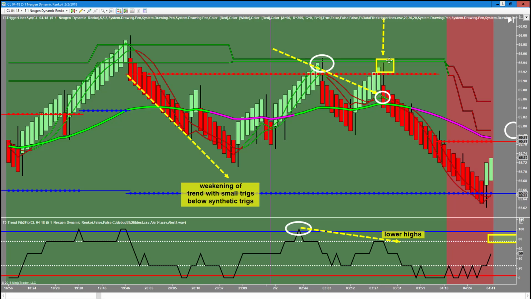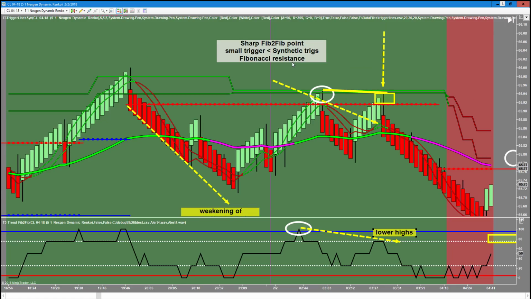This area becomes a higher probability area for the market to reverse. So again, we've got multiple layers working for us at this Fibonacci resistance. Lower small triggers, which is good. Small triggers below our synthetic triggers, which is good. And then the other thing that you'll notice is that even though price almost makes an equal high at the top, the Fib to Fib oscillator has a lower low. So we have the potential for a divergence between the price and the Fib to Fib oscillator. So this will help to add, again, confidence at an area.